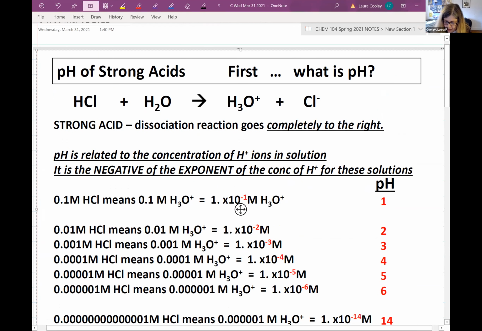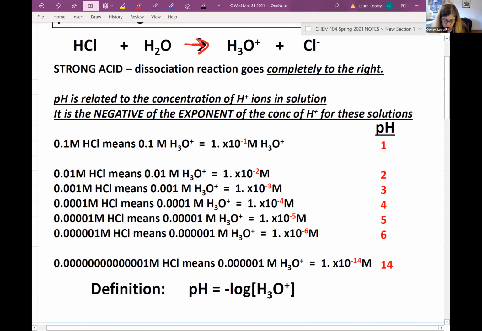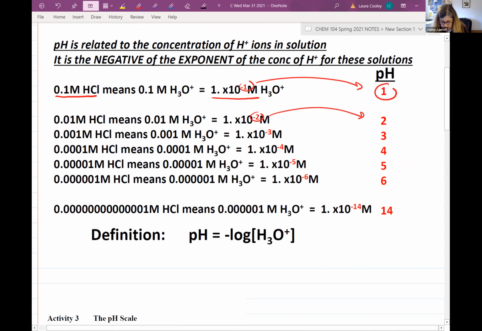When you have a strong acid, first of all, you have full dissociation. This is a little bit of review. So if you have 10th molar HCl, that's 1 times 10 to the minus 1 molar. That's going to be a pH of 1. Take the negative of that exponent, and that's what it is. If you have 0.01 molar HCl, 1 times 10 to the minus 2, that's a pH of 2, and so on. Okay, this is the definition that we already used.